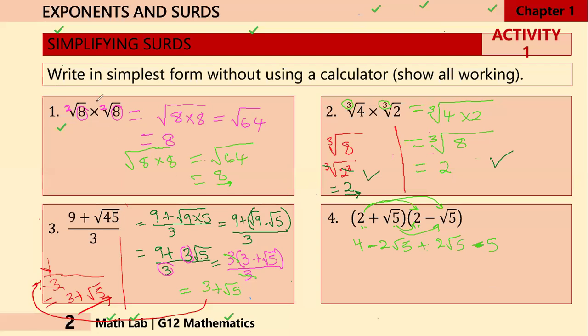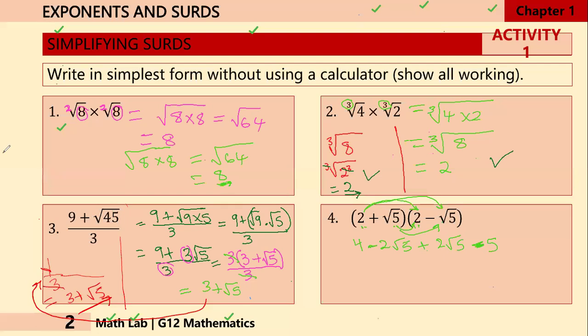Can you see the first example here? The root 8 multiplied by root 8 gives us 8. Can you see here? So the same applies here. The root 5 multiplied by root 5 is going to give us 5. Are we all clear on this? Yes, sir. All right.